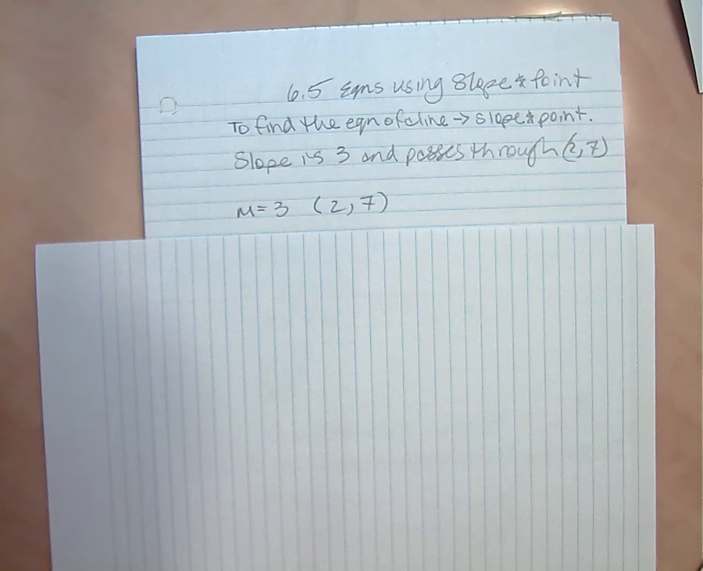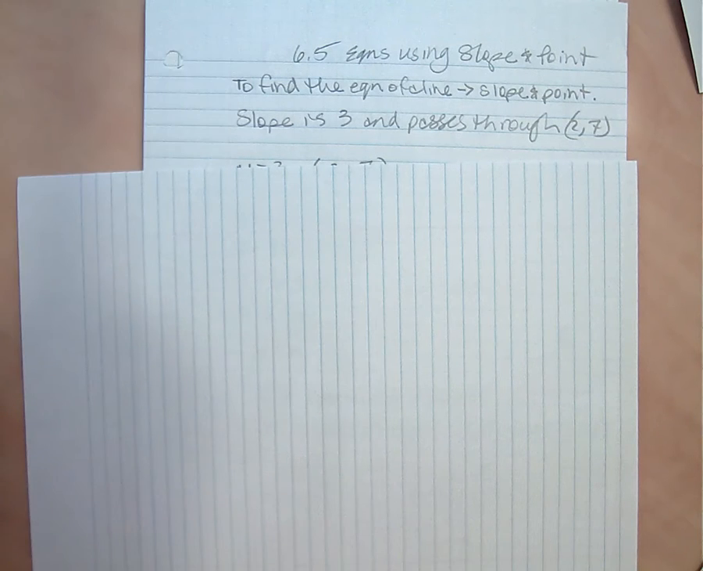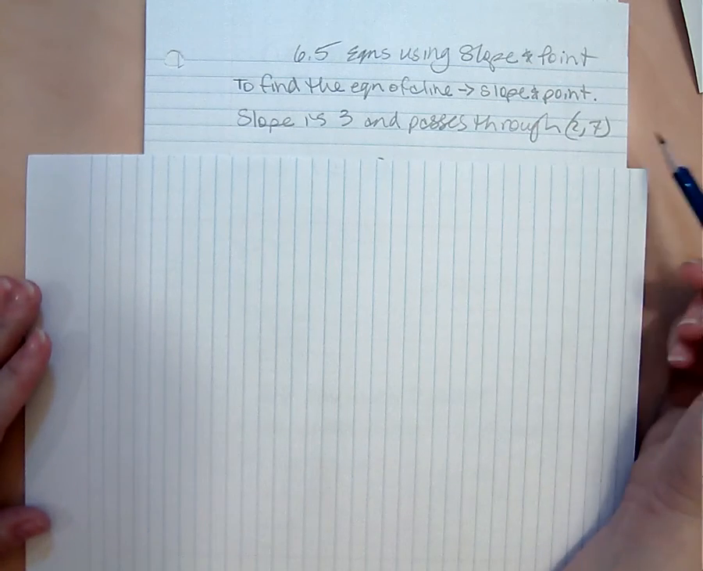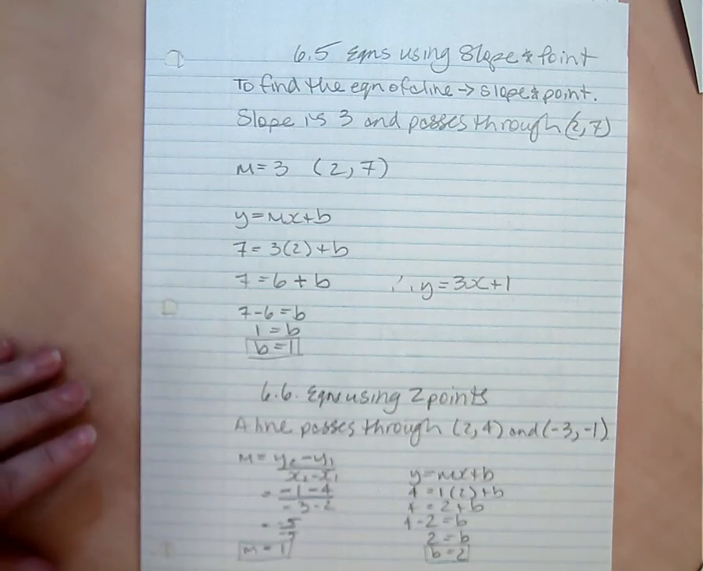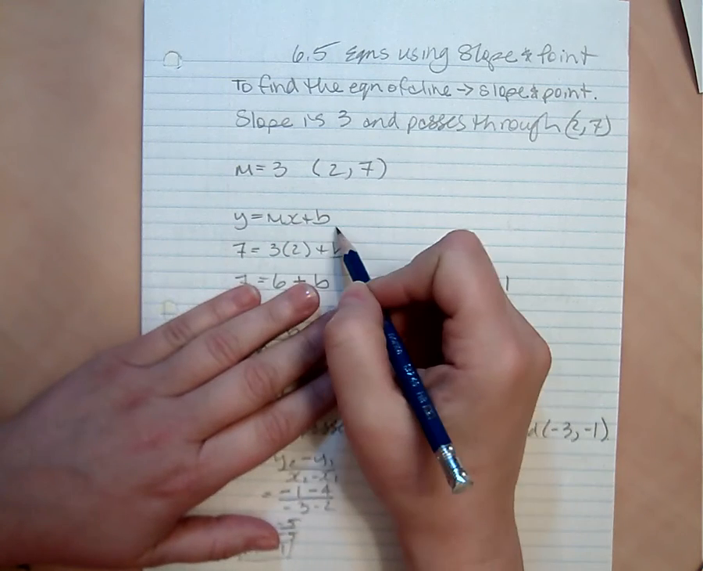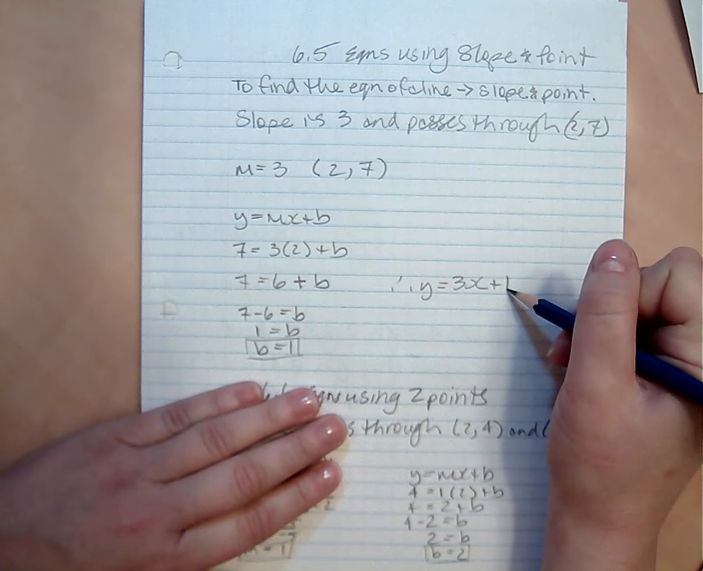To find the equation of a line, we know that we need a slope and a point. We have talked about this already. To find the equation of a line, you need a slope and a point. If they don't give you a slope and a point, they're going to give you enough information to find the slope and a point. So here, if they give you the slope is 3 and it passes through the point (2, -7), then you already have a slope and a point. You can put it into y equals mx plus b, solve for b, and then sub it back in.